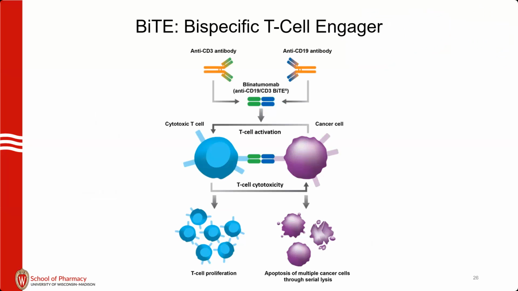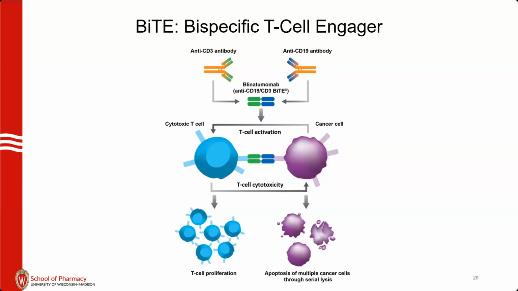The bispecifics here, just to finish out really quick, we'll use blinatumomab as our poster child because this has been the FDA approval for the longest time. Really think about it as two different monoclonal antibodies that you have structured, one against CD3, one against whatever your malignancy might have. In this case, blinatumomab combines an anti-CD3, which targets cytotoxic T cells, and in this case, CD19, which targets B cells, malignant cells, hopefully.